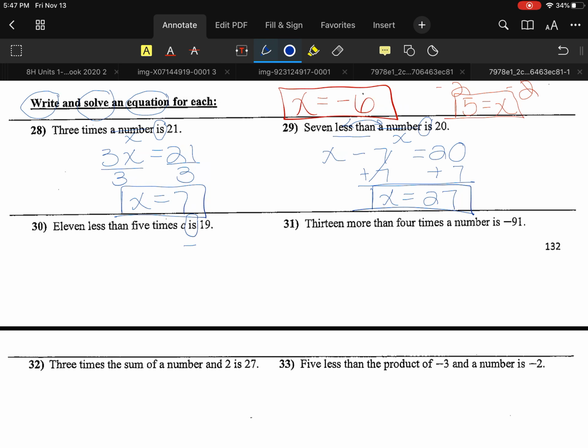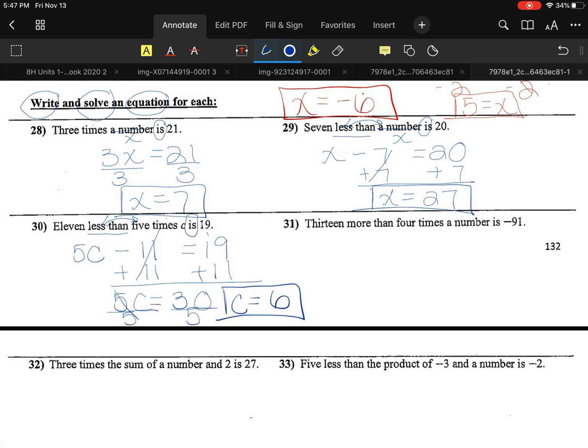Number 30, 11 less than 5 times C is 19. Is means equals 19. 11 less than is a switch word. 5 times C, so I have to use what they're telling me to use, so 5C. 11 less than, so minus 11. 5C minus 11 equals 19 is my equation. I'm then going to solve the equation by adding 11 to both sides. 5C equals, that's 10, carry the 1, 30. I then divide by 5. C is equal to 6.